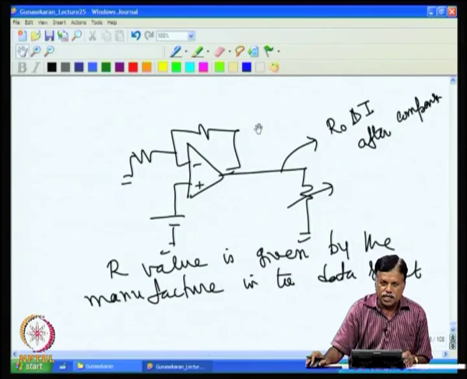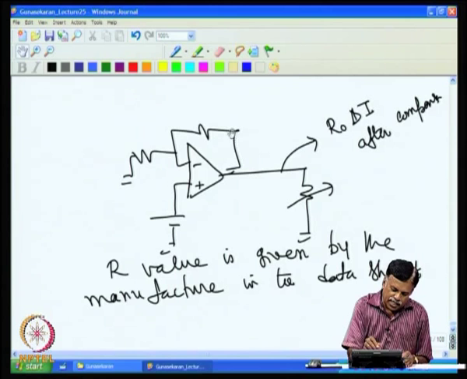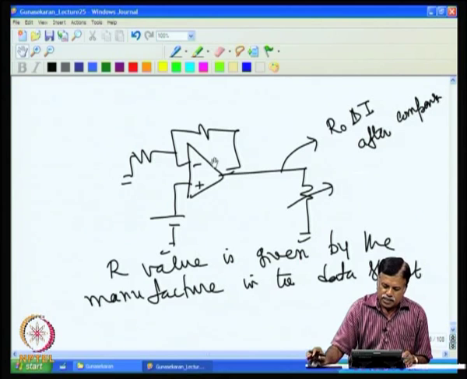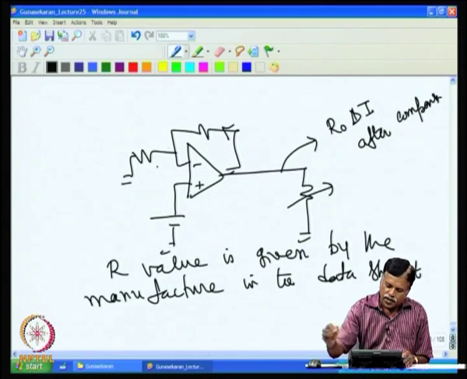Now, this error is to be taken into consideration in addition to the other errors that we have discussed: the bias current error, the input resistance error, the gain drift error, all to be considered in this case. Now, one more aspect is that the current flowing through the feedback resistance also comes from the output. So this resistance is also a load for the output.